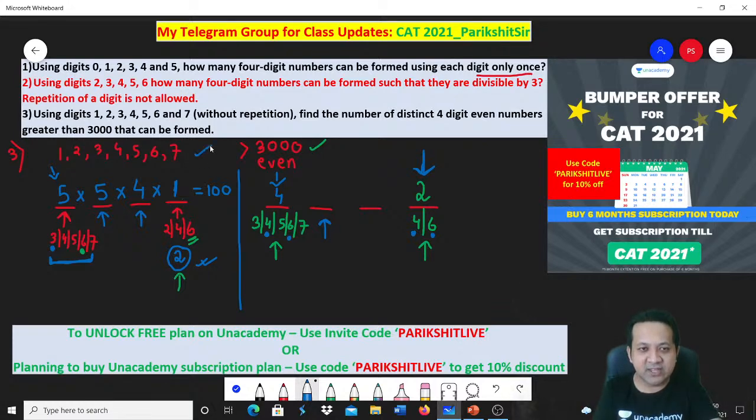Remember, there are 7 digits. Till now, you have already selected 2 digits, 1 in the thousands place, 1 in the units place. So out of 7, 2 digits are gone. You are left with 5 digits. So any 5 digits can come here.